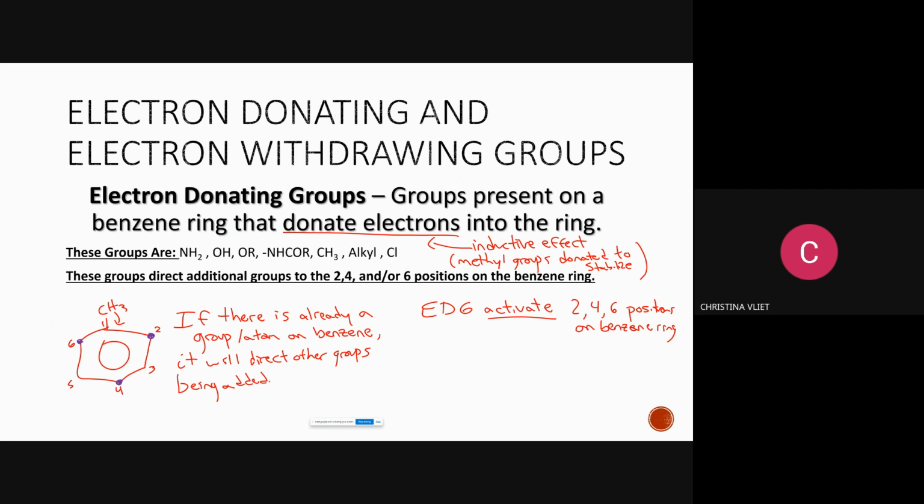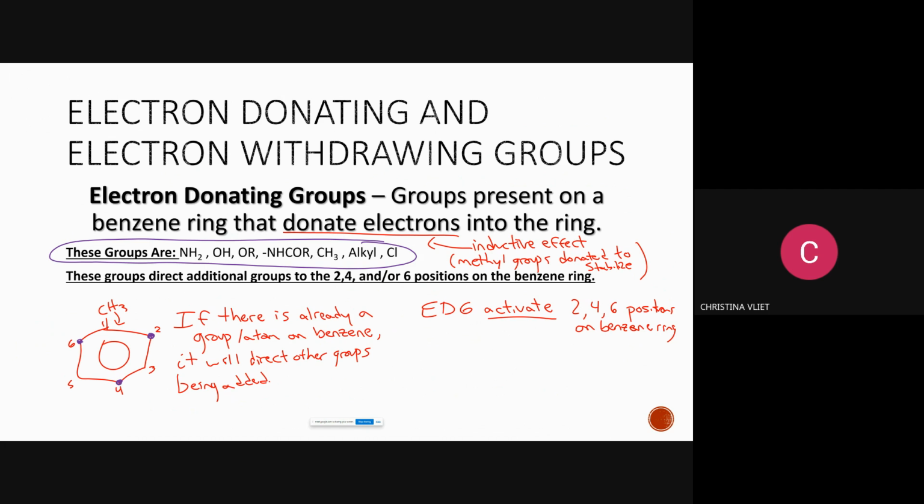As of the 2022 standards and included in the 2025, so I guess this is bad news, you are being asked to remember the electron donating groups by heart. Meaning amines, alcohols, ethers, amides, methyl groups, longer methyl groups, right? More carbons. Alkyl means carbons, and chlorine. All donate electrons into the ring. So you should highlight that. They do want you to know that.